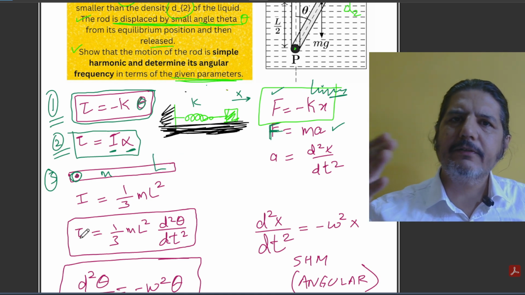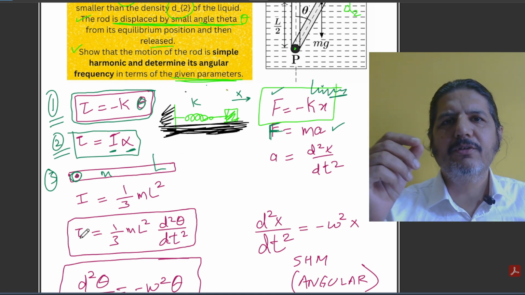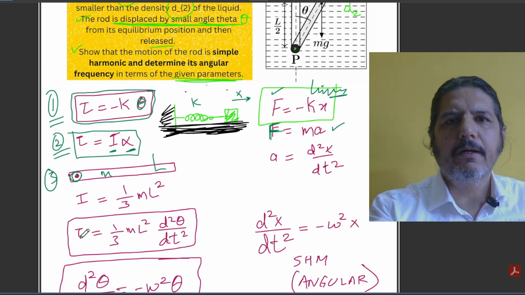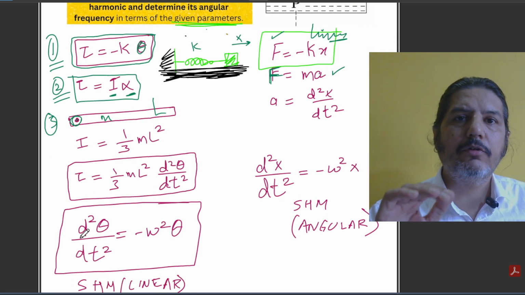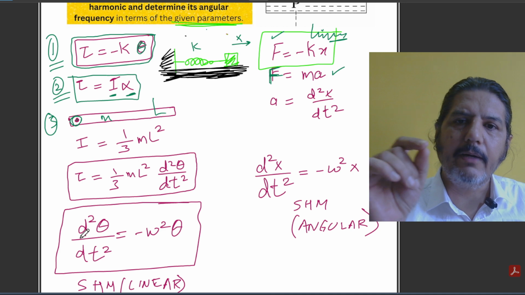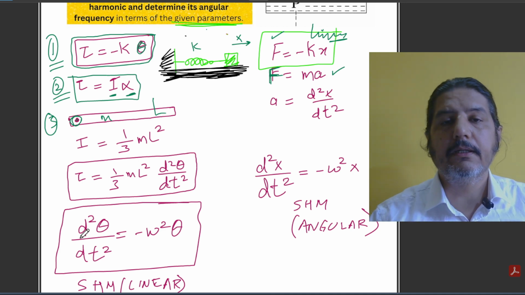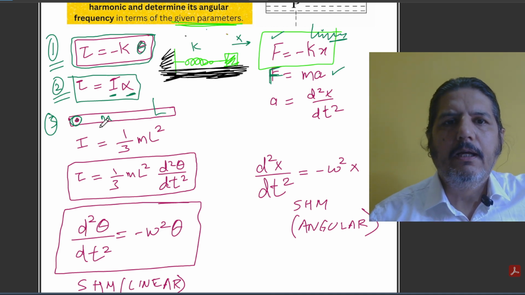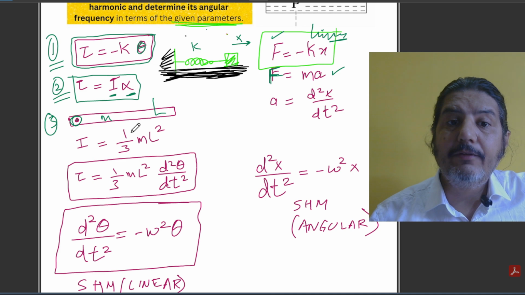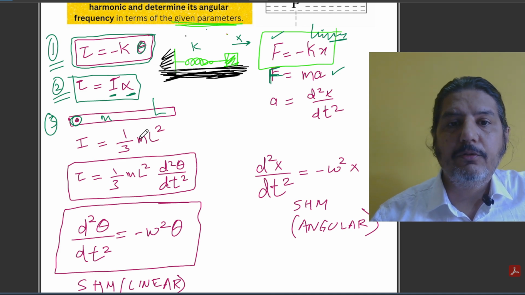See, these are the formulas that I'll be using. I'm just giving you a brief of these formulas. If you are not aware of these formulas, then please go back to your textbook and try to understand them. So this is the formula I is equal to 1 by 3 ml square that I'll be using.